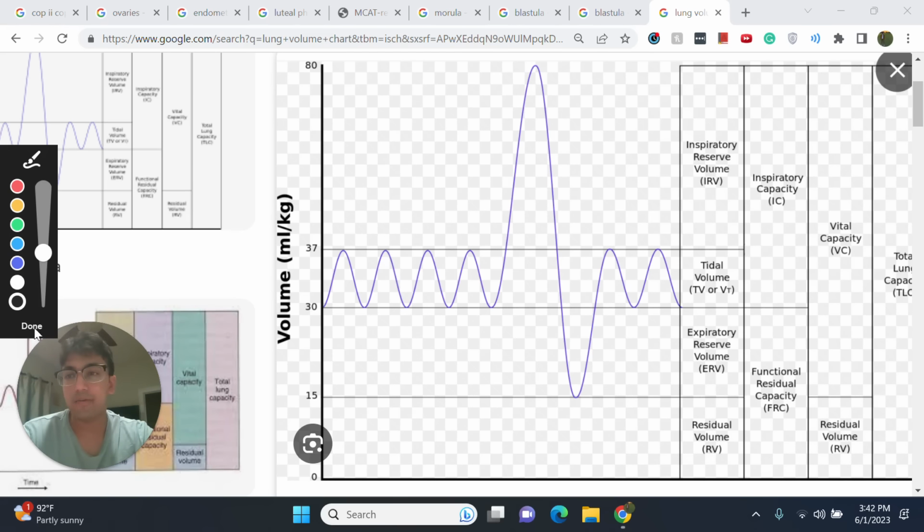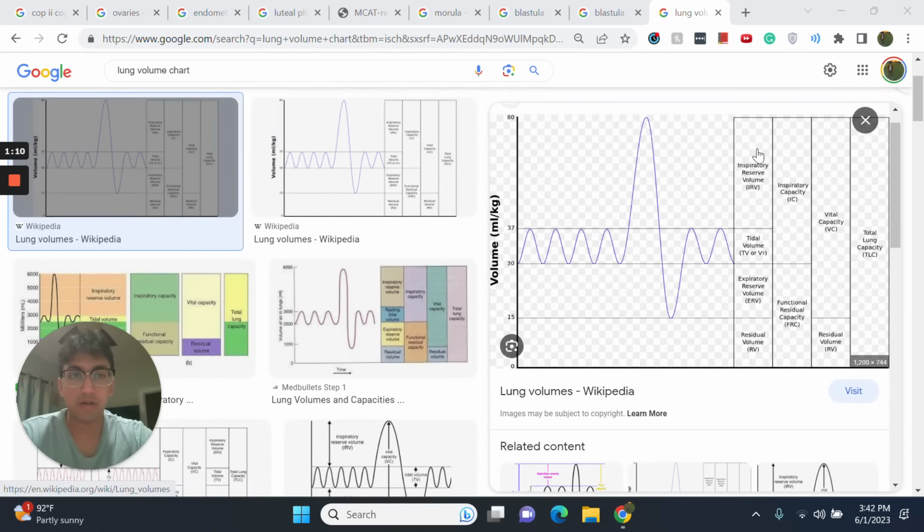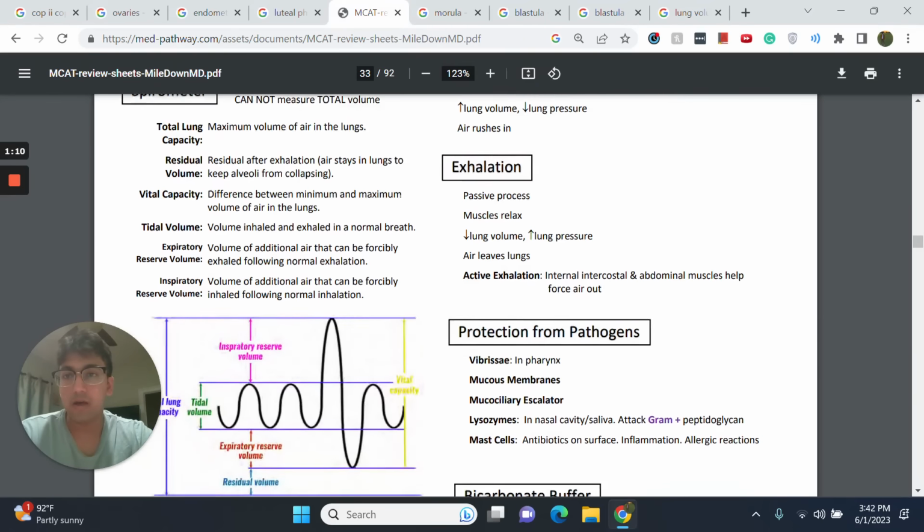And I wish I had a better way for you to memorize the capacities, but you just kind of have to memorize it. I forget it all the time in med school. It's not that hard to remember the volumes, but the capacities you just kind of have to memorize, and that's what those terms are.